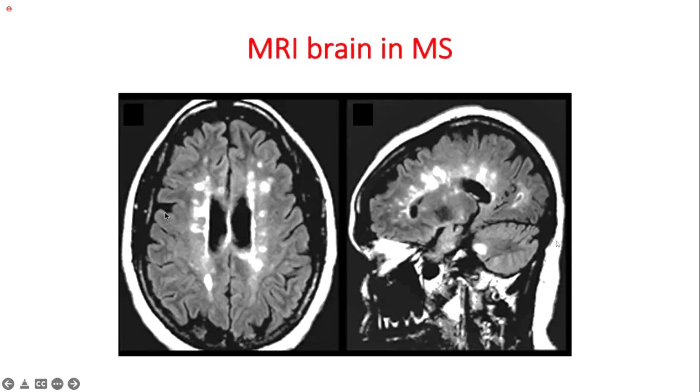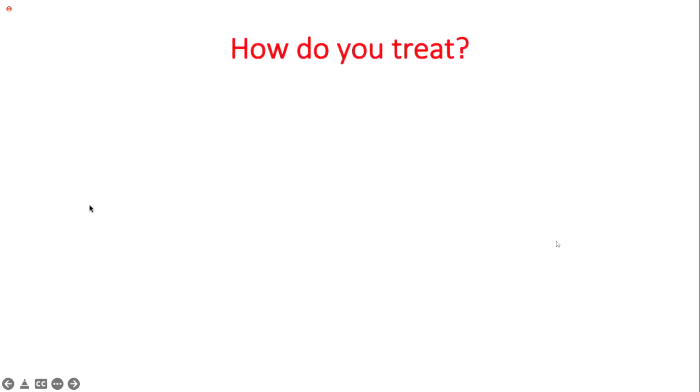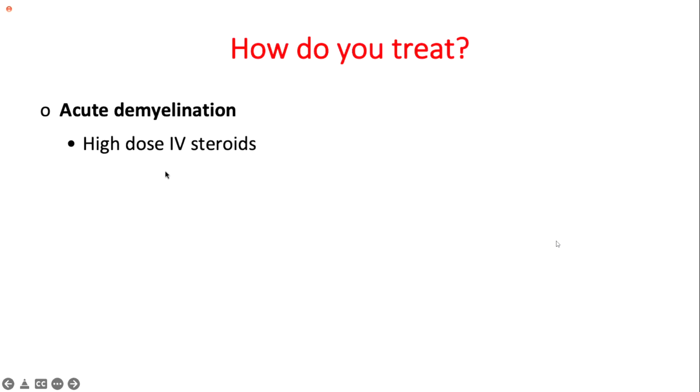diagnosis. Okay. How do you treat? For acute demyelination, a patient comes say with transverse myelitis or optic neuritis or cerebellitis. With the acute demyelinating plaque, the treatment is high dose intravenous steroids. So we give methylprednisolone 1000 milligram per day for 3 to 5 days. And there is a remarkable improvement because the inflammation reduces and the patient improves.